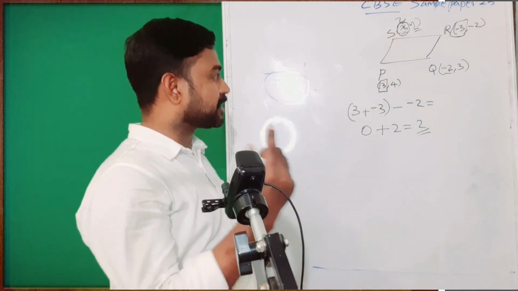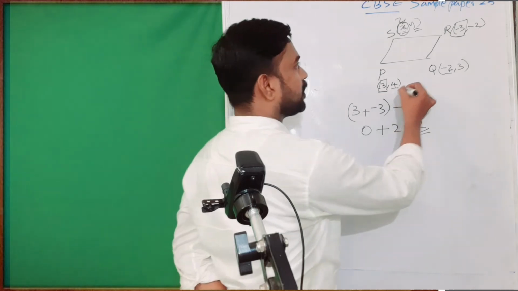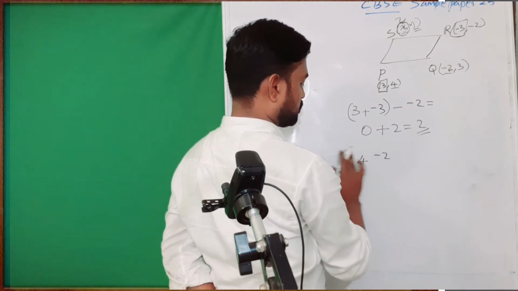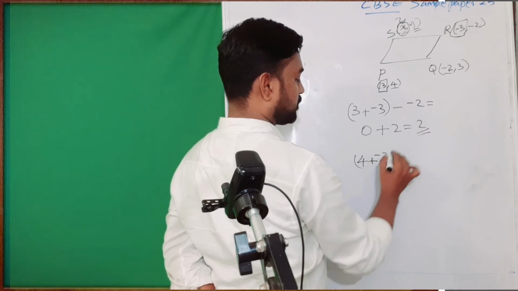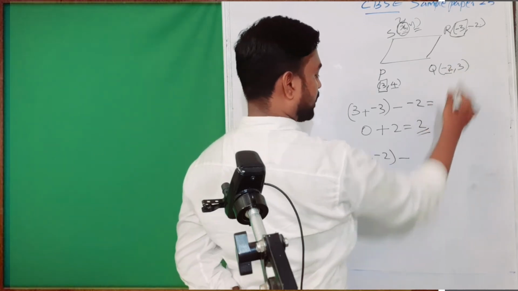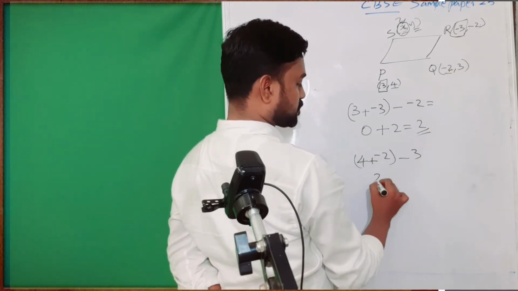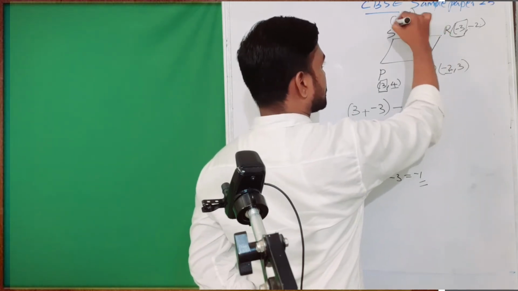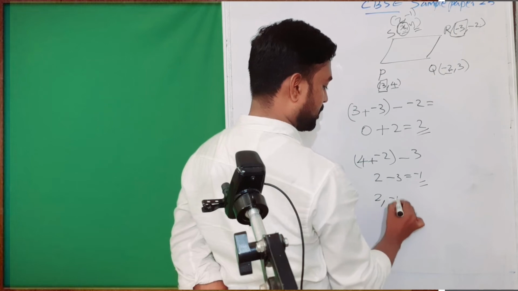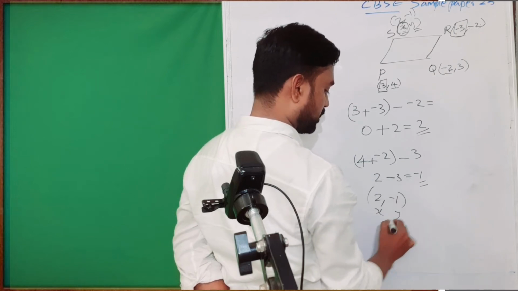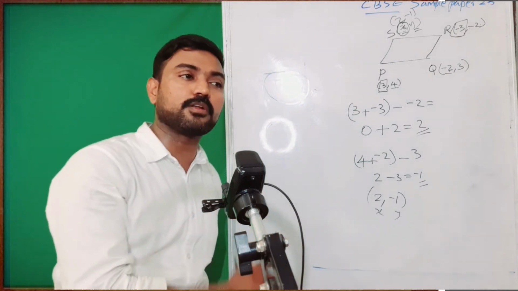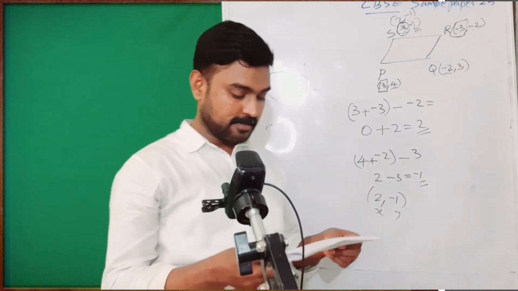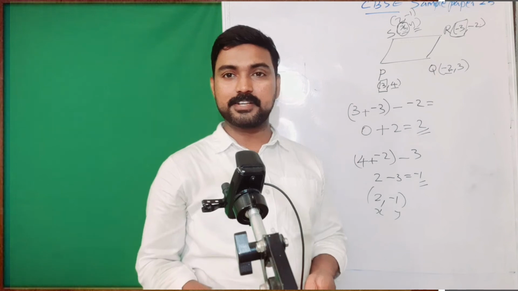Now you can find the y value. Here is 4, here is minus 2. The y values 4 and minus 2 should be added. Then subtract this y value 3. 4 plus minus 2 is 2. 2 minus 3 is equal to minus 1. So here the y value is minus 1. So the right answer is (2, -1). The x value is 2 and the y value is minus 1. This is the fourth vertex. Are you okay? Yes. Option C, (2, -1), is the right answer.